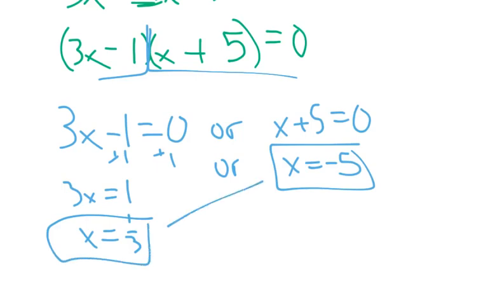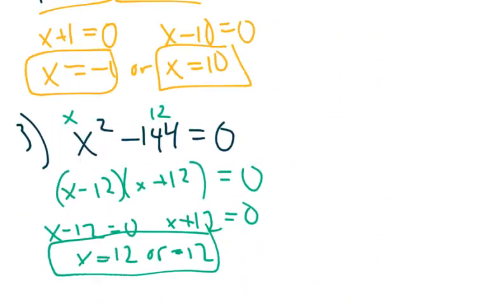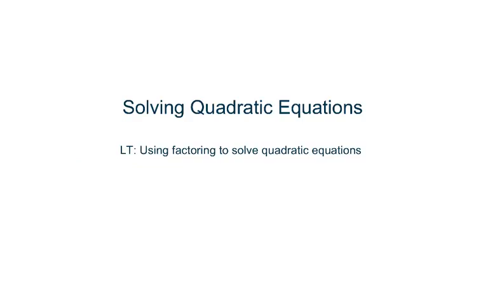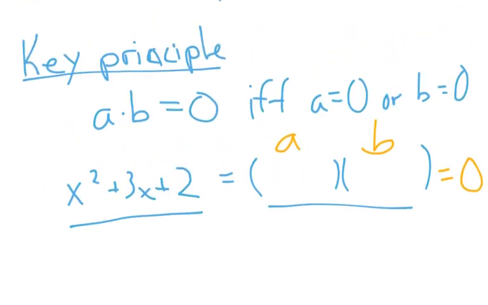And so that is solving quadratics by factoring. And again, the key idea here is all about, oops, where is it? Right here. A times B equals 0 if and only if A or B equals 0. So we want to factor our quadratic with everything on one side and then solve each of those little factors for 0.